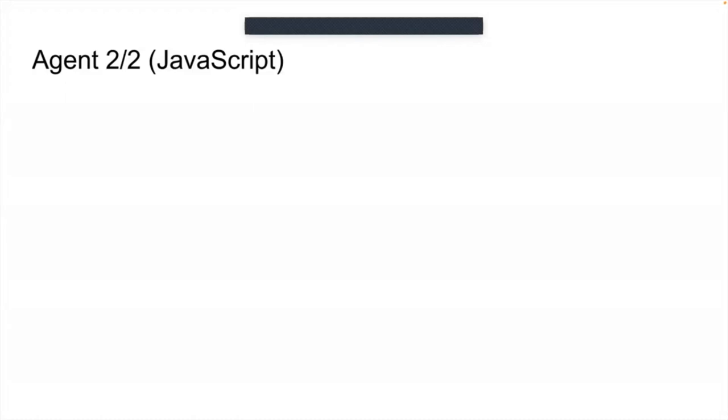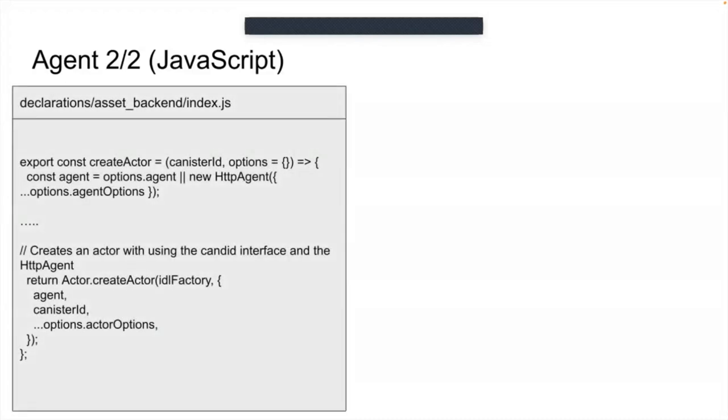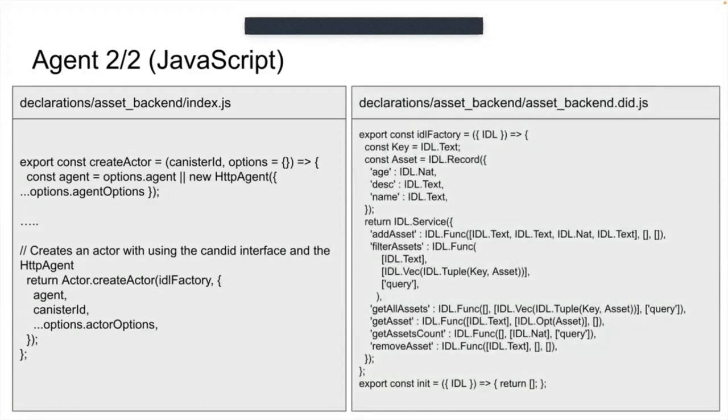The index.js file exports one createActor function, and there's nothing special to say. In most cases, you will leave this file as it is. The only important parameter the function needs is the canister ID of the Motoko backend canister. The second file, the asset_backend.did.js file, is much more interesting for us because, as a frontend developer, you can see which functions are available and can be called with which parameters and types.